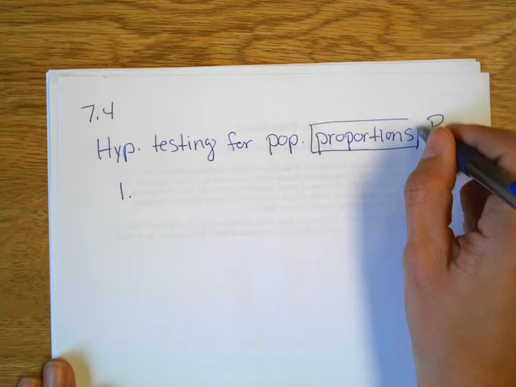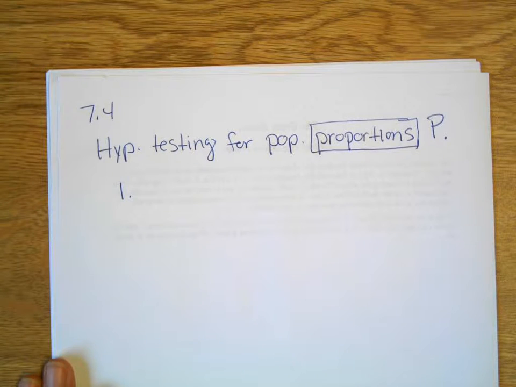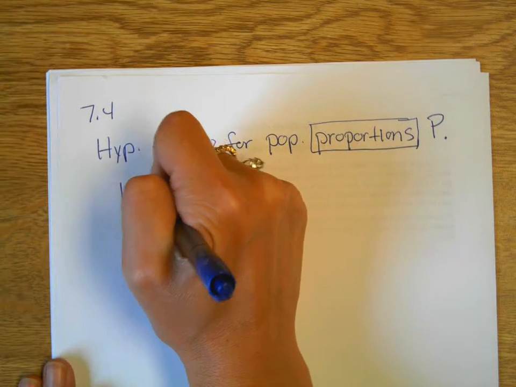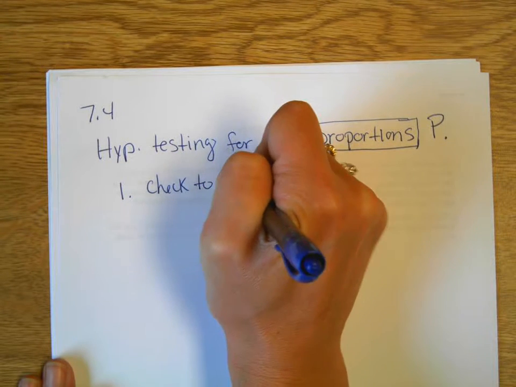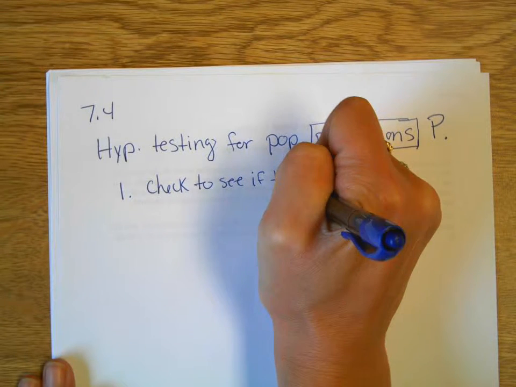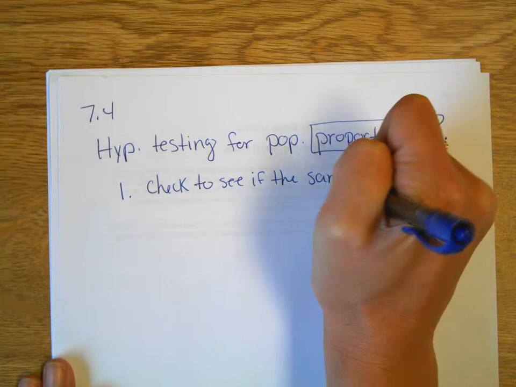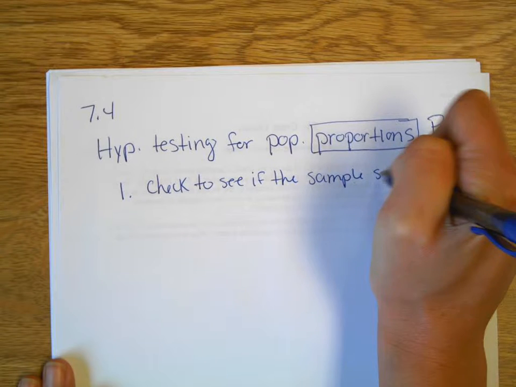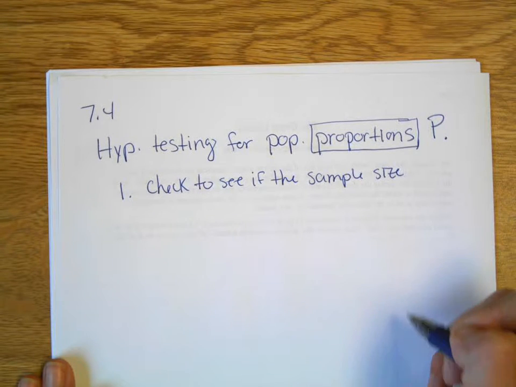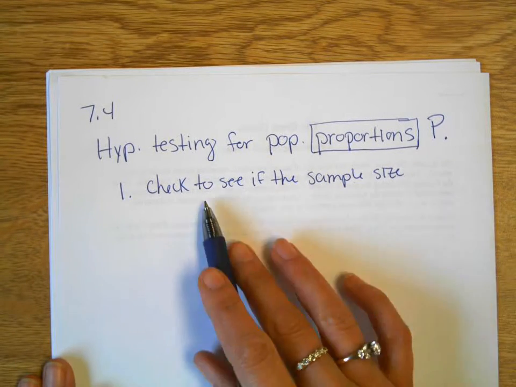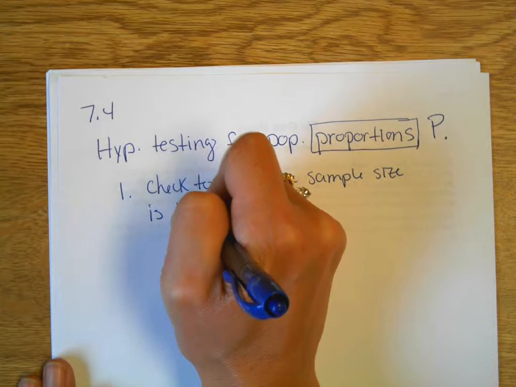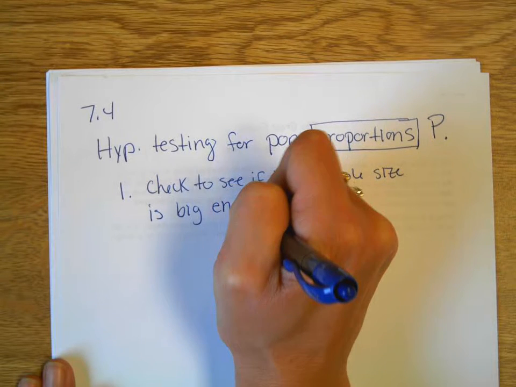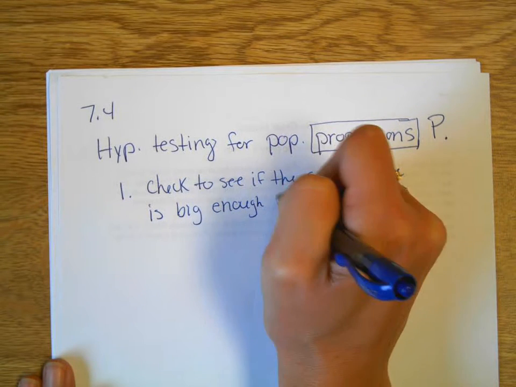Okay. So, proportions are what is making this section different than the other two. So the first thing you're going to have to do is check to see if the sample size is big enough to be normal. And it's not the magic number 30 like it is with means. So check to see if the sample size is big enough to be normal.